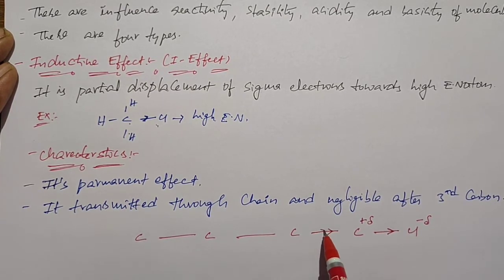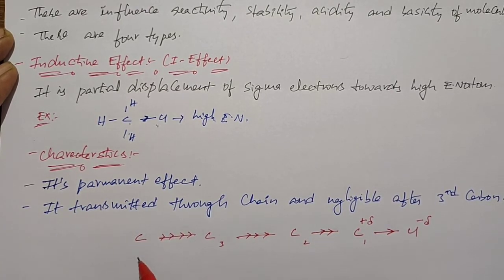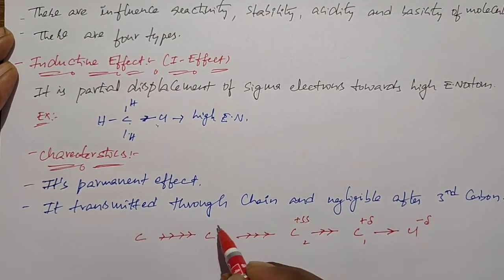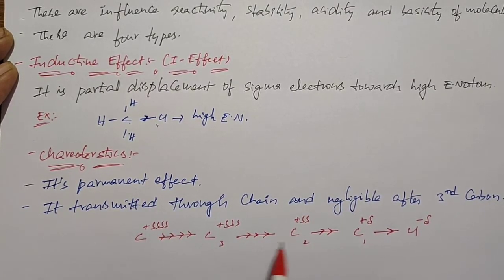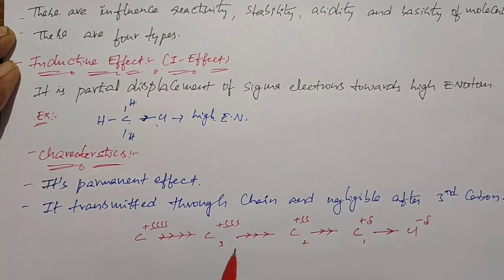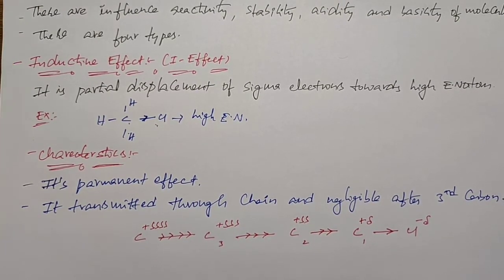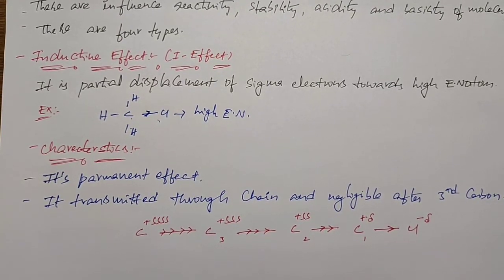The displacement of sigma electrons can be observed in the complete chain, but it is negligible after the third carbon. This is the first carbon, second carbon, third carbon. After the third carbon we can neglect the inductive effect. Here partial positive charge, here double positive, here triple, here 4 times. So along the chain, the inductive effect gradually decreases. After the third carbon it is negligible. These are some characteristics of inductive effect.